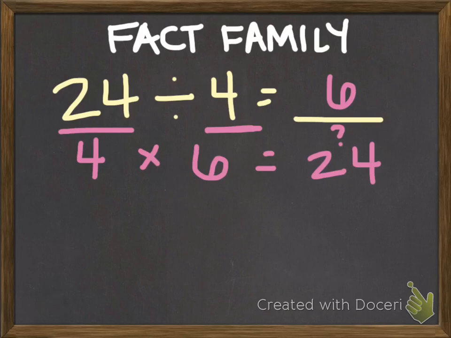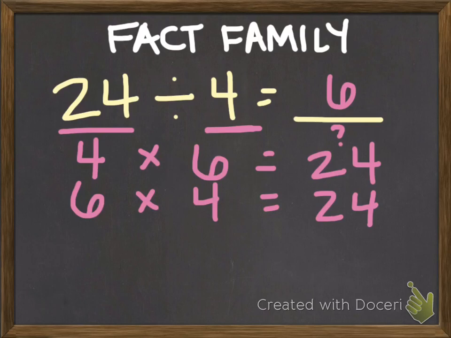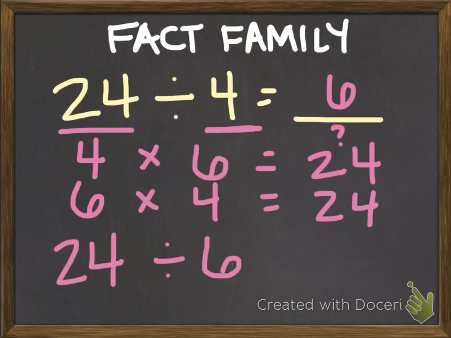That's my answer. I also know that I can flip-flop that because of the commutative property. 6 times 4 also equals 24. Well, if all that is true, I have one more equation in my fact family. I also know then that 24 divided by 6 would equal 4. Fact families are so fun, and don't forget that multiplication and division are inverse operations. They are the opposite, and that is why this fact family works together the way that it does.